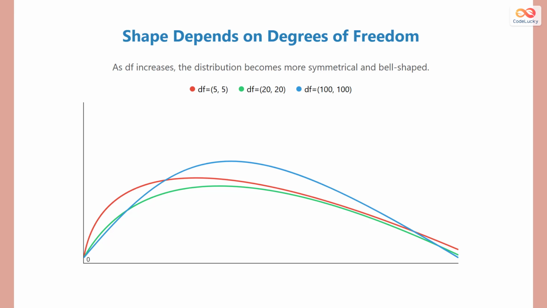Let's see how those degrees of freedom affect the shape. When the degrees of freedom are small, the curve is highly skewed to the right. However, as the degrees of freedom increase, meaning we have larger sample sizes, the curve becomes more symmetrical and bell-shaped, looking more like a normal distribution.